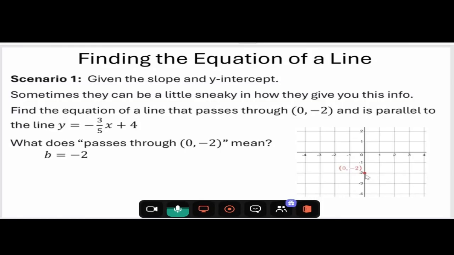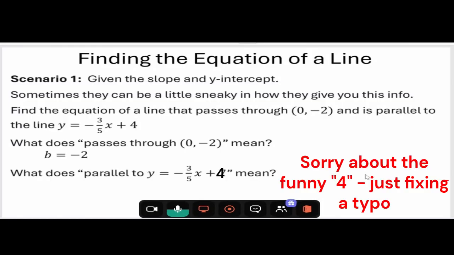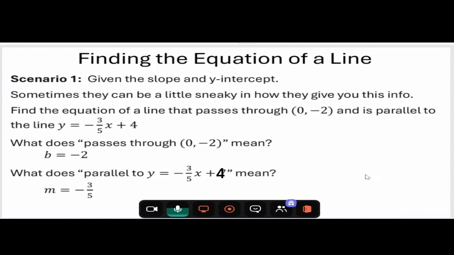What about the other piece of information? What does parallel to this line here mean? What do parallel lines have in common? They have the same slope. So that means if the line we're looking for is parallel to this one, then it must also have a slope of -3/5.